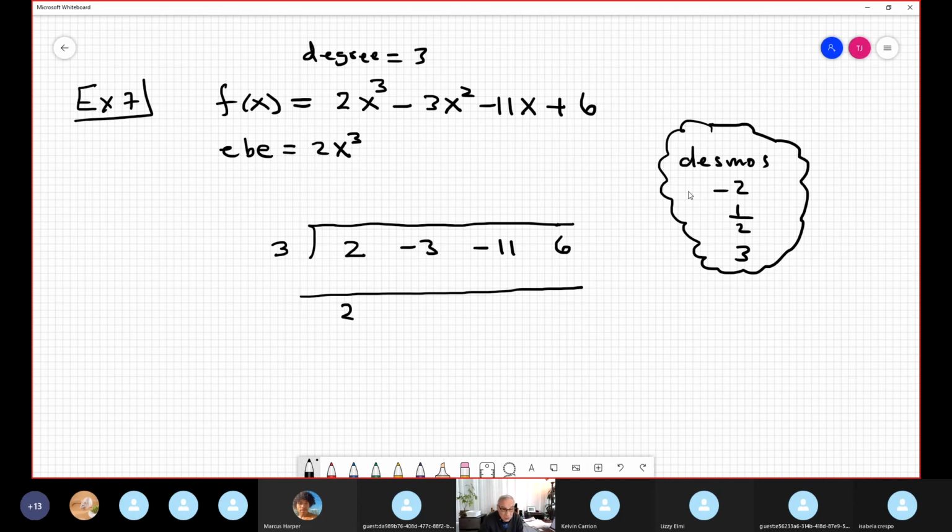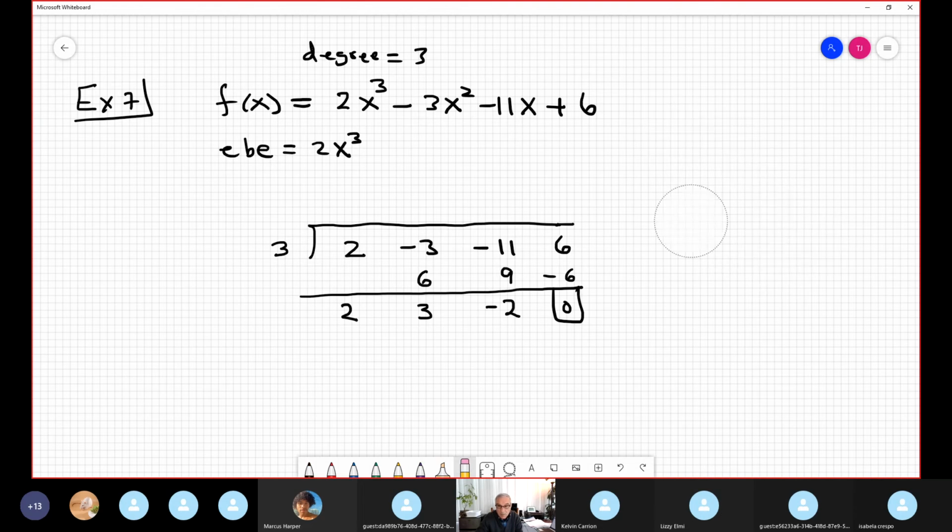Okay, let's do it. Bring down, then multiplication. 2 times 3 is 6. This is positive 3. 3 times 3 is 9. -2 is -6. Zero remainder. Okay, therefore the factor is x minus 3, and the zero is x equals 3.